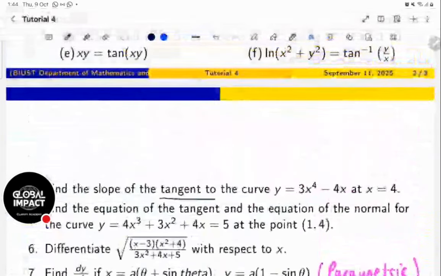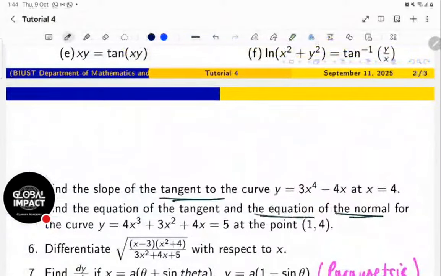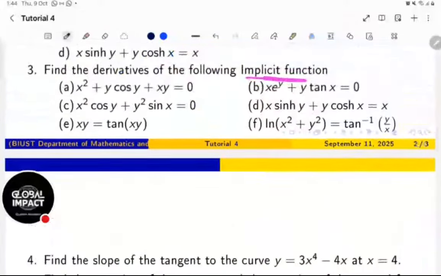What about slope of a tangent and normal? I mean, equation of normal. The people who want to see that.